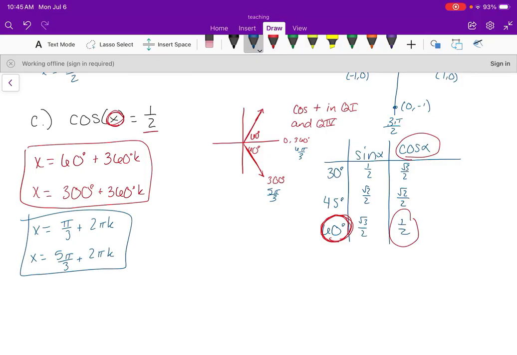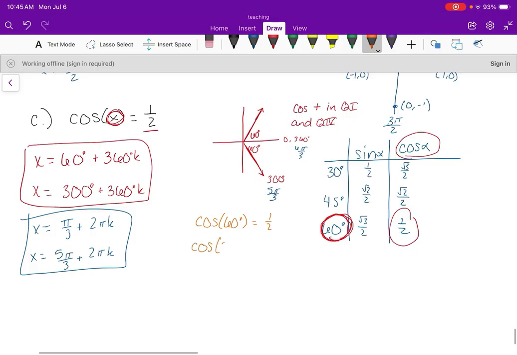Again, I'll take either. It won't matter to me. And so what we're saying when we give all these answers is, okay, if I plug cosine 60 degrees, I get positive 1/2. If I plug everything coterminal to 60, I also get 1/2. If I plug in cosine of 300, I also get positive 1/2. And so everything coterminal to that 300 also gives positive 1/2.